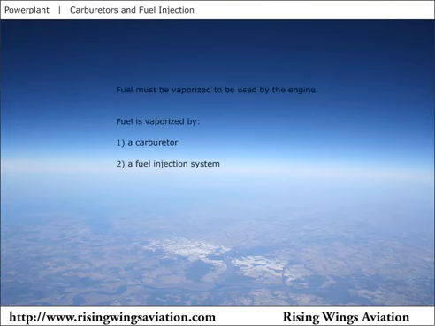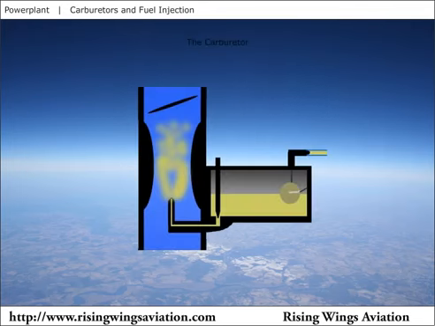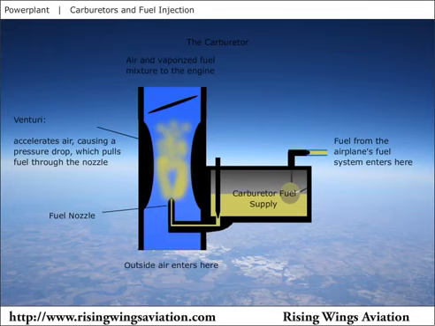In order to burn, the fuel must be vaporized and mixed with air at the correct ratio. This job can be performed by either a carburetor or a fuel injection system. A carburetor contains an open pipe with a shaped restriction, or venturi, inside. The venturi momentarily accelerates the intake air, lowering its pressure and temperature.